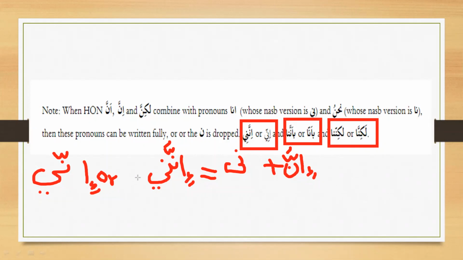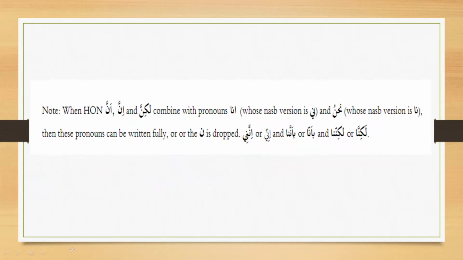So that's the important point for the harf of nasb that end in noon shadda: lakinna, inna, anna. These three harf of nasb end in noon shadda. That's how they are written, and we can see both forms in an Arabic sentence. Okay, let's go further.